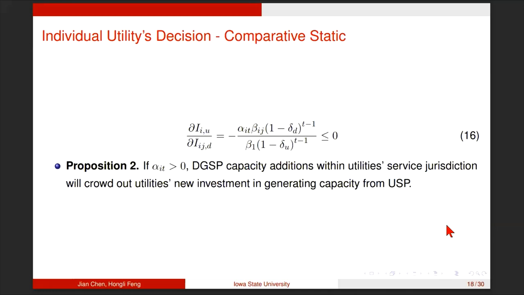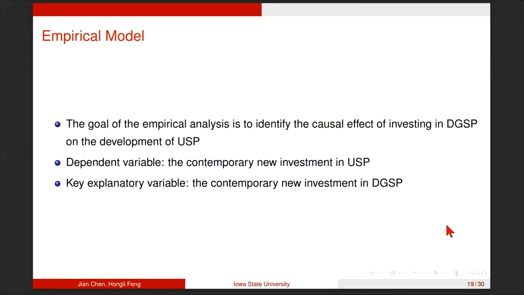Similarly, for the individual utility's decision model, we have one prediction. If the solar carve-out is greater than zero, then DGSB capacity addition within the utility's service jurisdiction will crowd out the utility's new capacity investment in USB. And again, we're going to test that. And then let's move on to the empirical model.